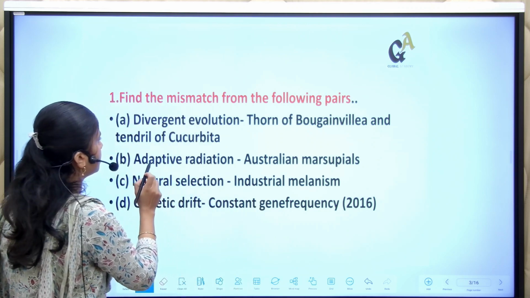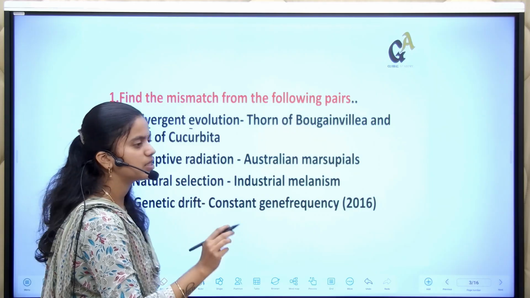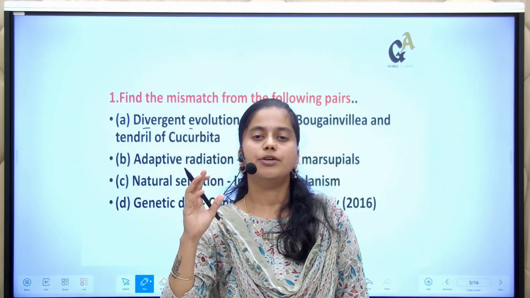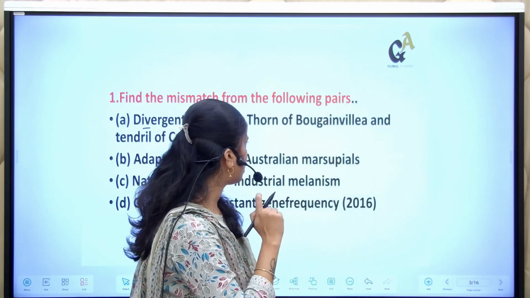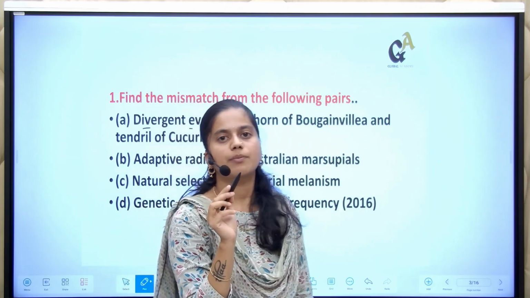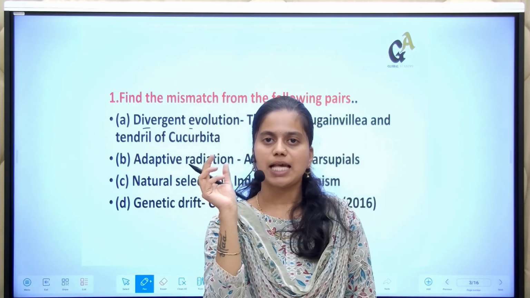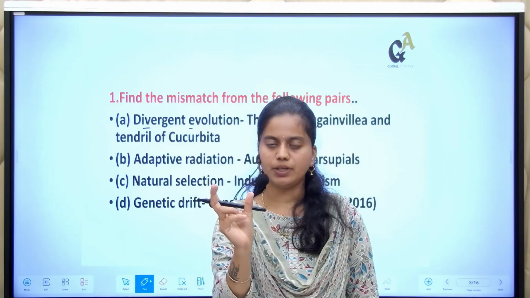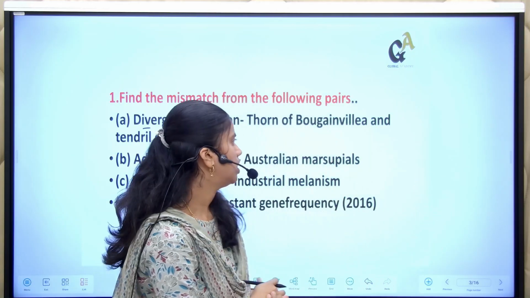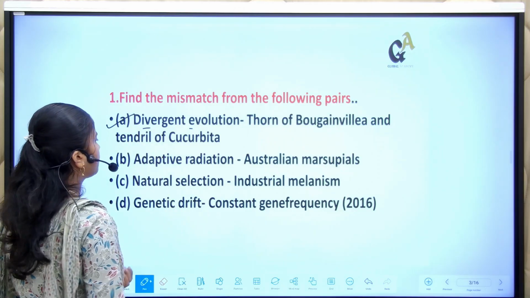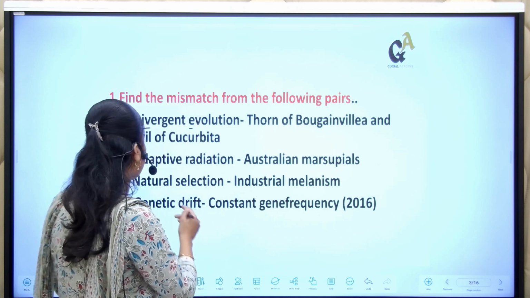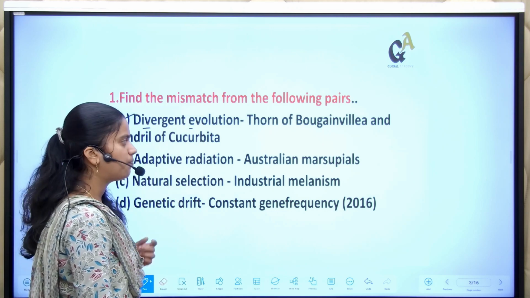Divergent evolution means it has the same origin but different structure and different function. Both the thorn of bougainvillea and the tendril arise from the axillary bud. They have the same origin, that is the axillary bud, but different structures, the thorn and the tendril. So it is a correct match. Then adaptive radiation was studied with the example of Australian marsupials, so it is also a correct match.